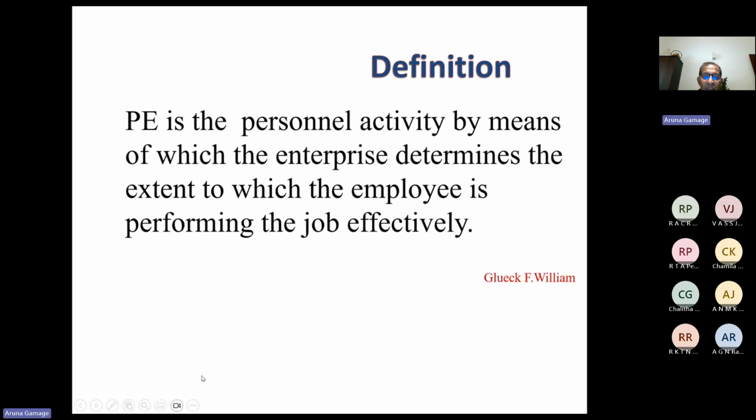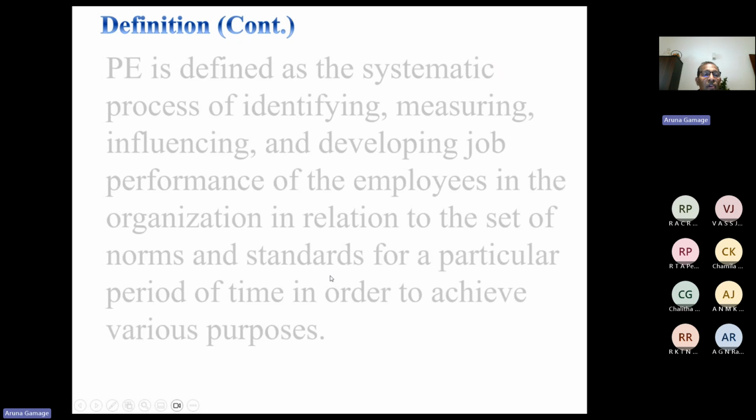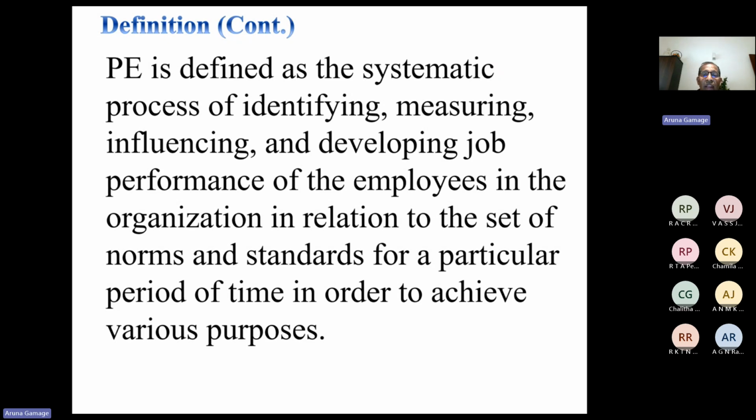Performance evaluation is defined as a systematic process, systematic meaning intentional, of identifying performance, measuring performance, influencing performance, and developing the performance of the employees in the organization in relation to a set of norms and standards. There should be some set of norms and standards to evaluate performance, for a particular period of time, in order to achieve various purposes. There are many purposes of performance evaluation.